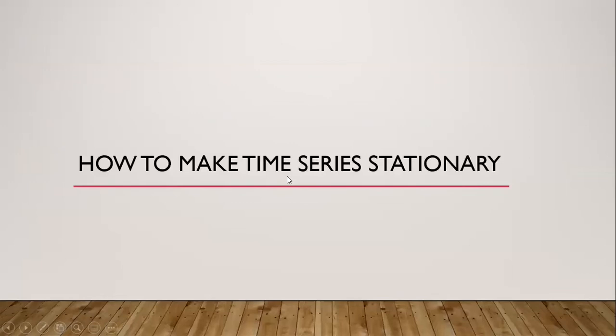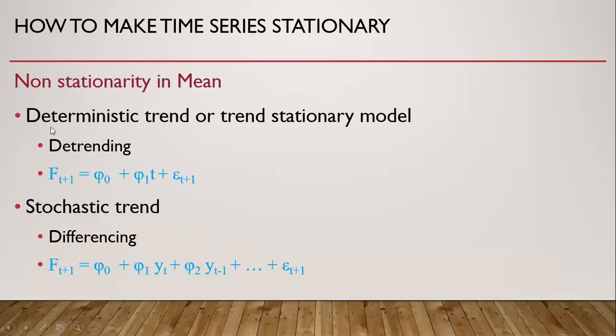So how to make a time series stationary if it is not stationary? A non-stationary time series with respect to mean may be either with a deterministic trend or with a stochastic trend. The deterministic trend model is given by this representation where the future value depends on the time, and the stochastic trend is given by this model where the future values depend on previous values. And to make these series stationary, we need to do differencing.